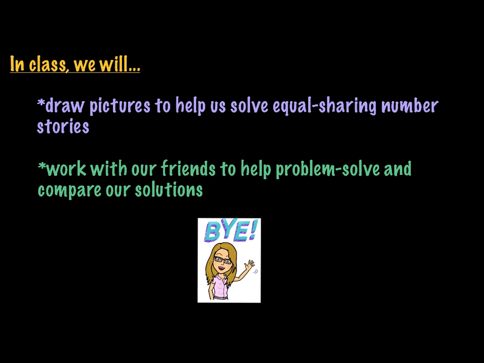So when you come to class, we will draw pictures to help us solve equal sharing number stories, just like the examples that I showed you here today. And you're going to be working with our friends, or your friends I should say, to help problem solve and compare our solutions. Bye for now.